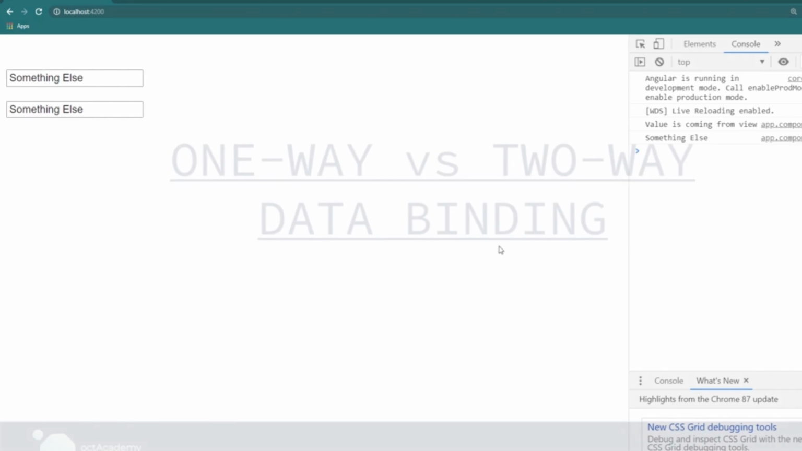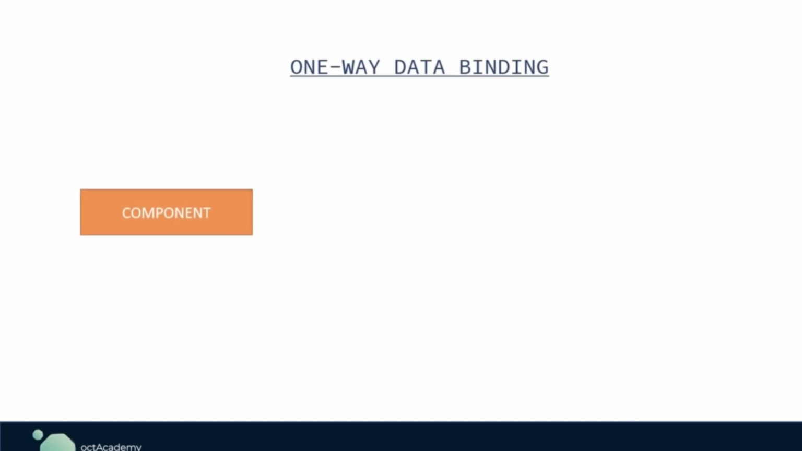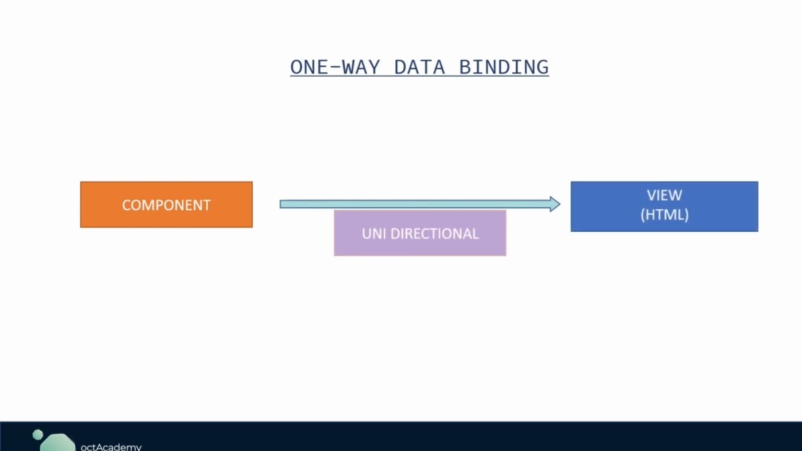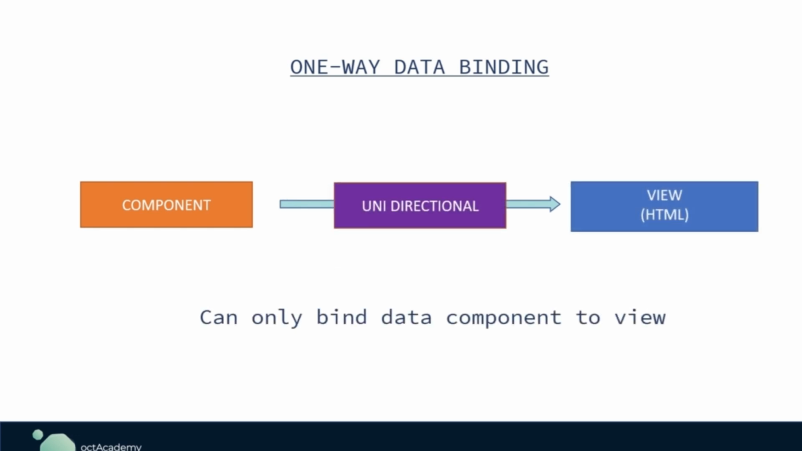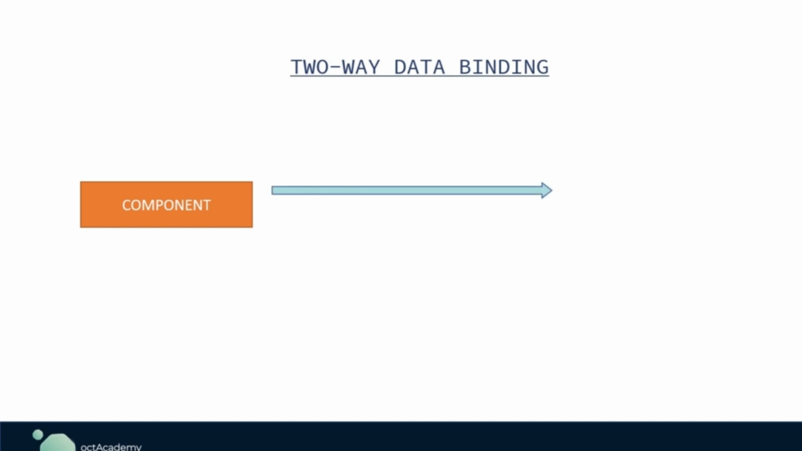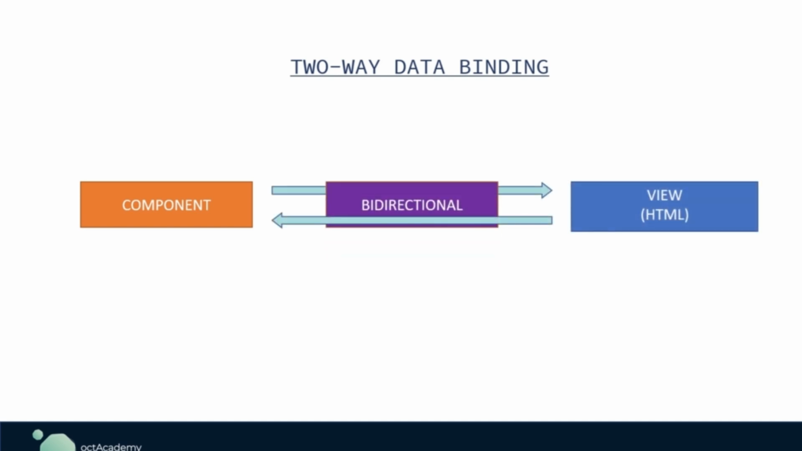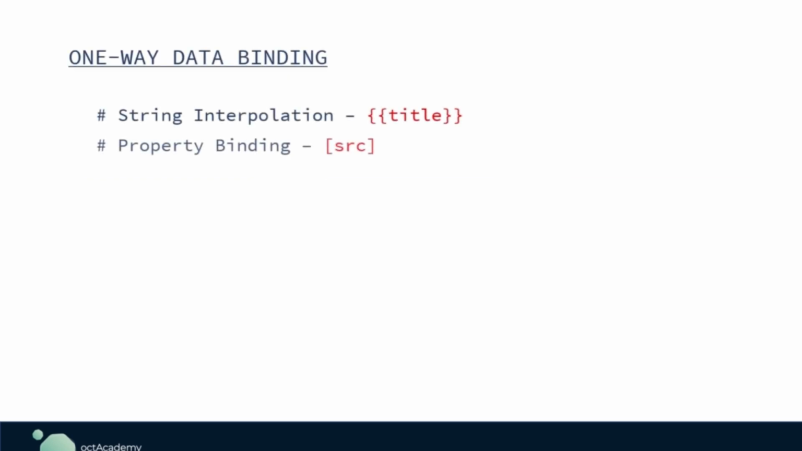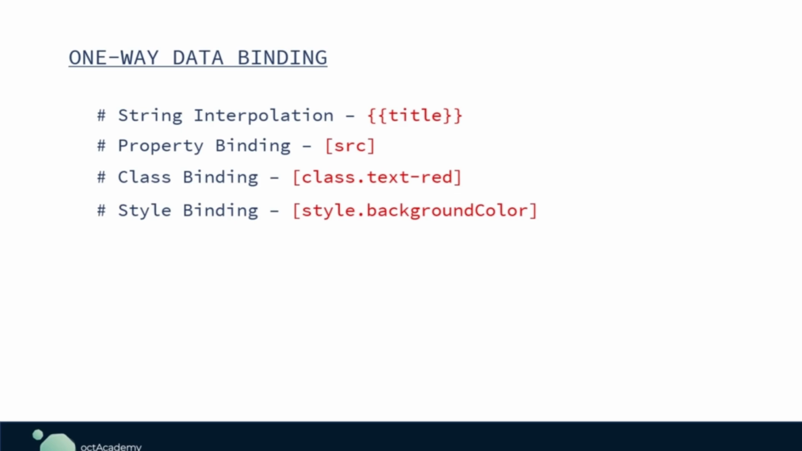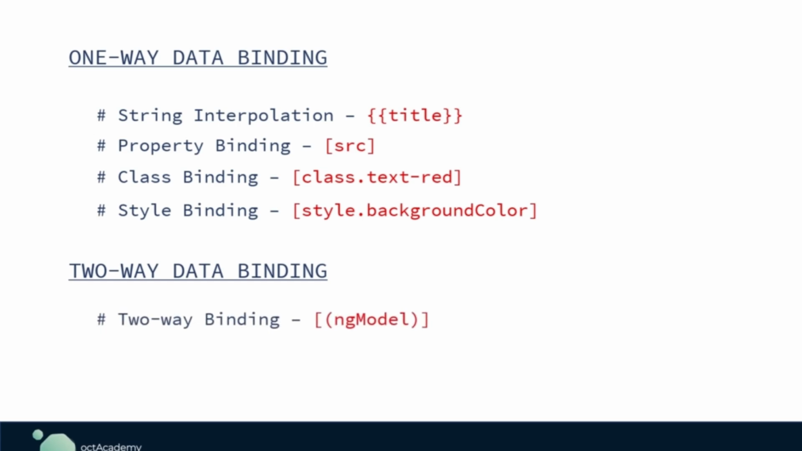If we quickly recap this, with one-way data binding, we can only set data from component to view. We cannot modify or add changes to that data from the view and send it back to the component. But in two-way data binding, we can pass data from component to view, and also we can modify that data and send it back to the component from the view. String interpolation, property binding, class binding, and style binding, all these data bindings are included in the one-way data binding category. We can only do two-way data binding using this ngModel syntax. Hope you guys got the idea.